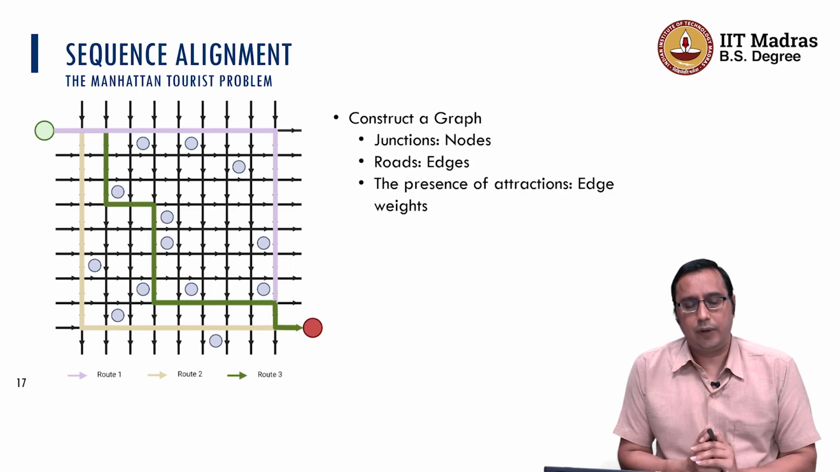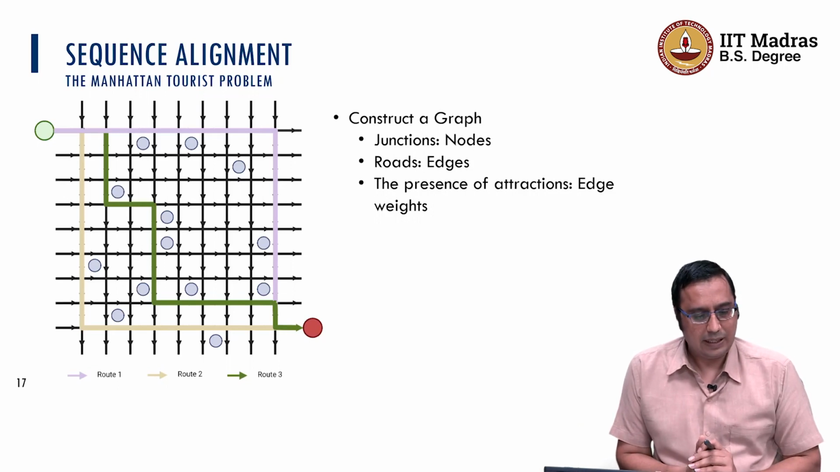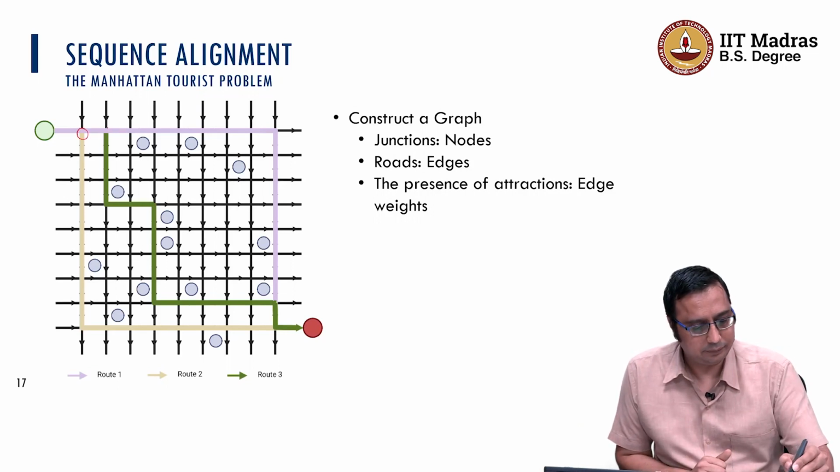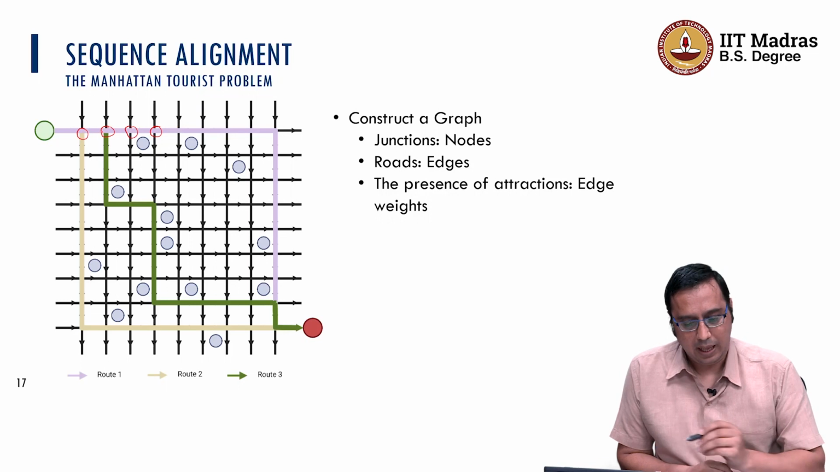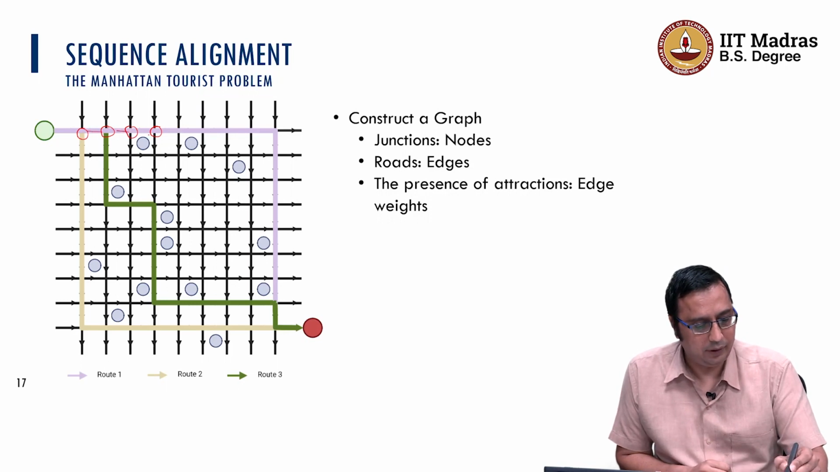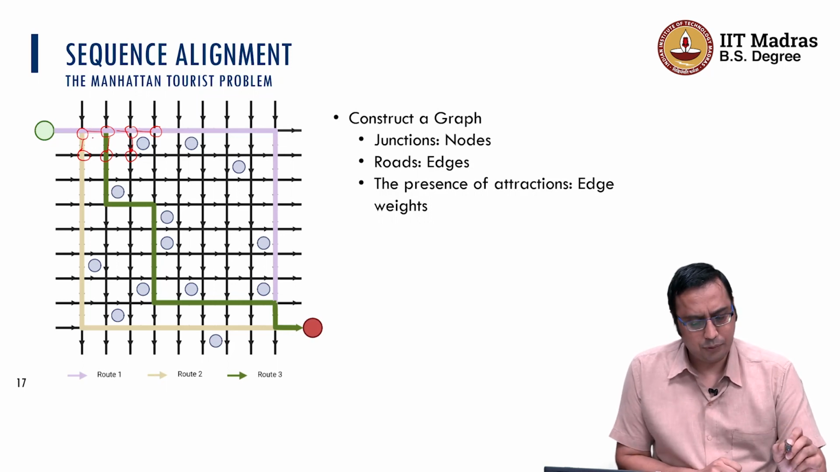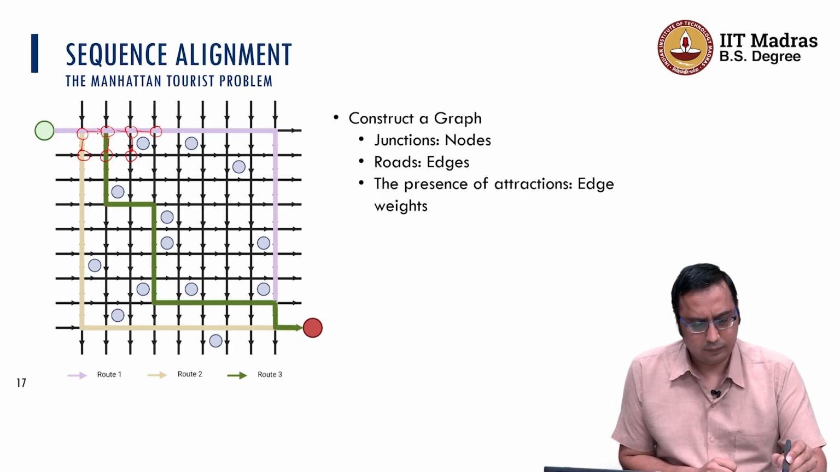So what we are going to do is, we are going to take each of these junctions as a node and the road in between as an edge. You can see I can construct, correct? But I'm not going to construct just an edge, but a directed edge.